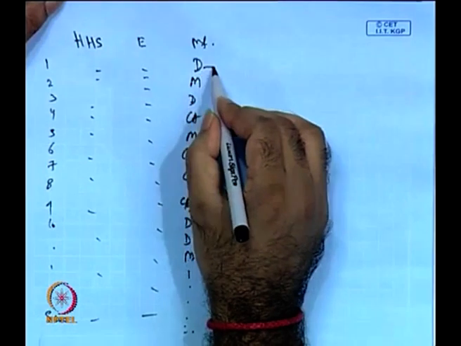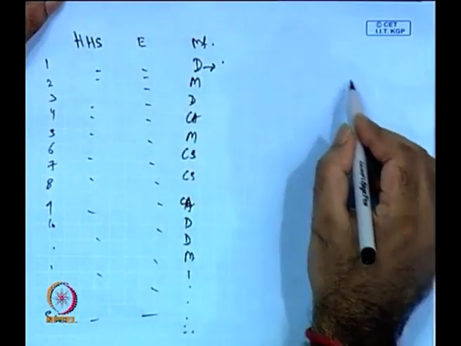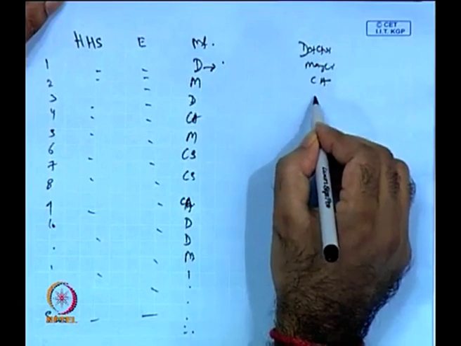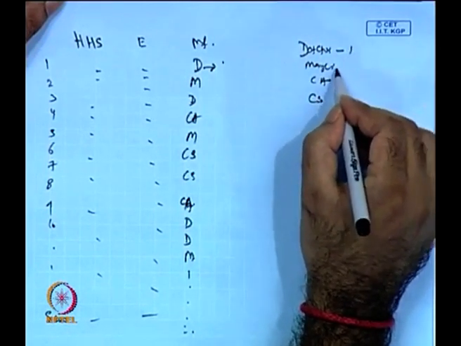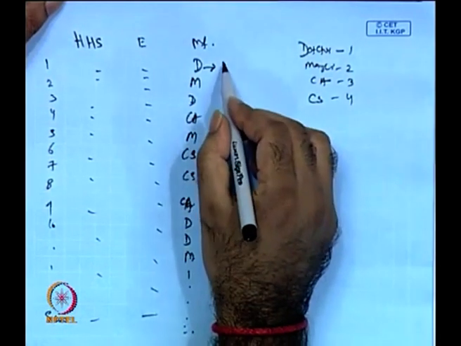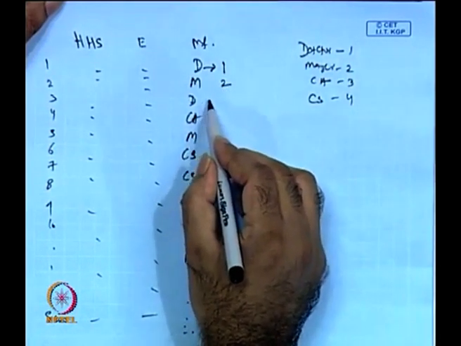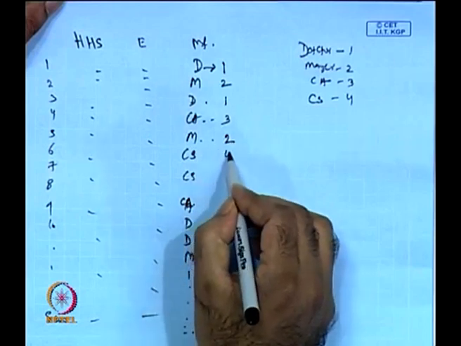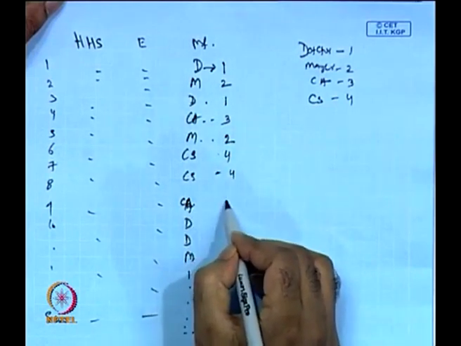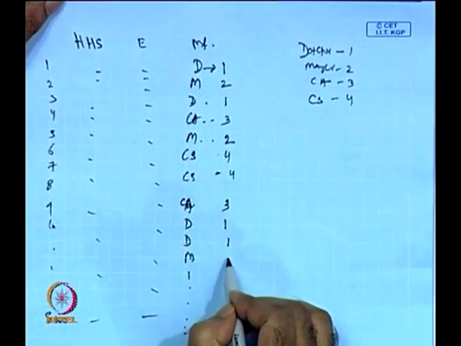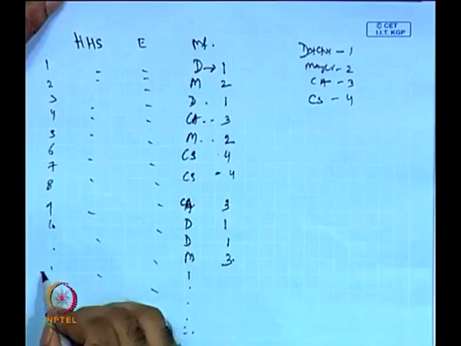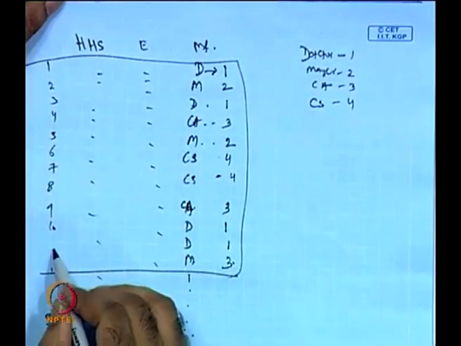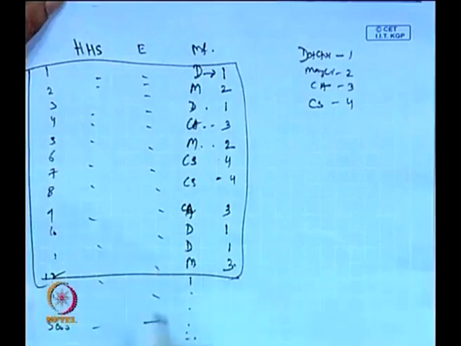Now you have to transform this into quantitative information. You have 4 professions: doctors 1, manager 2, chartered accountant 3, company secretary 4. So we transfer accordingly: doctor 1, manager 2, chartered accountant 3, company secretary 4, and so on. Let us assume the sample size is 12, and start with this 12 sample structure.